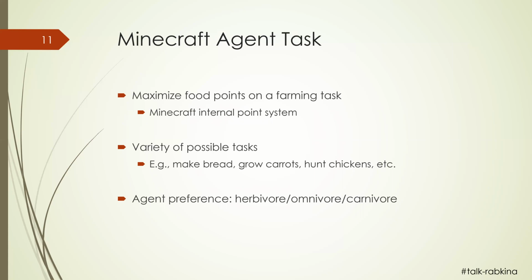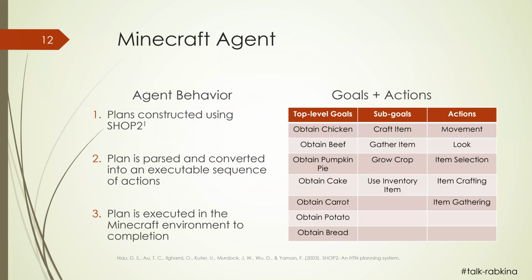In order to make this a little bit more complicated than assuming that the agent is always just going to go for the highest points available, the agent also has a preference to be an herbivore, omnivore, or carnivore. So an herbivore agent is never going to hunt a chicken. A carnivore is never going to grow carrots. That sort of thing. That is hidden from the recognition model. The Minecraft agent is a SHOP2 agent, entirely plan-based. The plan is parsed, converted into an executable sequence of actions, which is executed in the Minecraft environment. And these are where we actually get our data from.